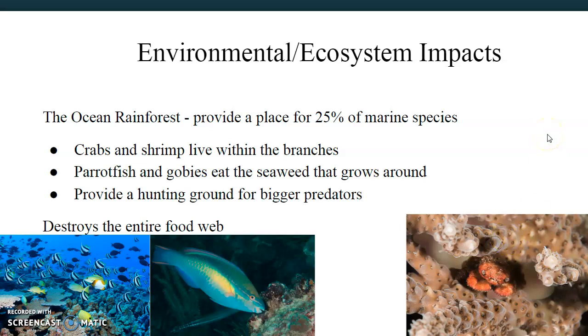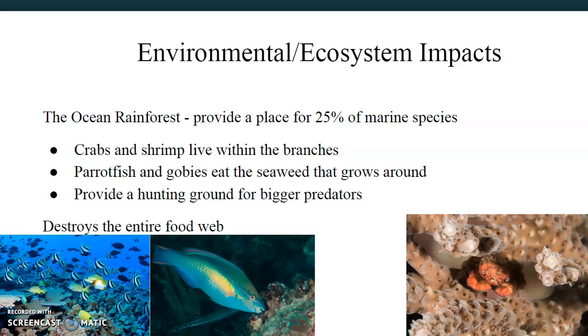So, what's the problem? Well, there's a lot of environmental and ecosystem impacts for this. Basically, coral reefs are called the ocean rainforest, and for a good reason. They host and provide a habitat for over 25% of all marine species. That's a lot of them. Anything from tiny crabs and shrimp, like this guy over here, where they live inside the little branches of coral and actually will camouflage themselves to where they'll look exactly like the coral themselves. And it won't be just any coral, it'll be that specific one alone.